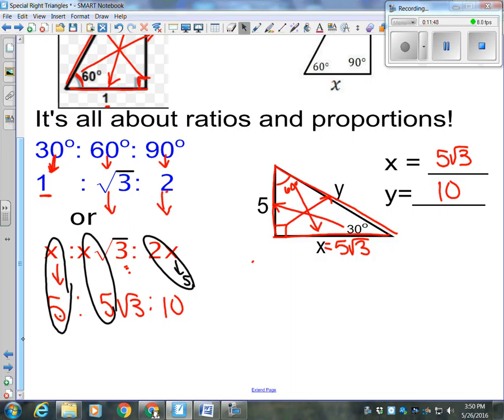The advantage to knowing about 30, 60, 90, and 45, 45, 90 is they are right triangles. You could always do these with the Pythagorean theorem, but if you know these relationships, they always hold true.